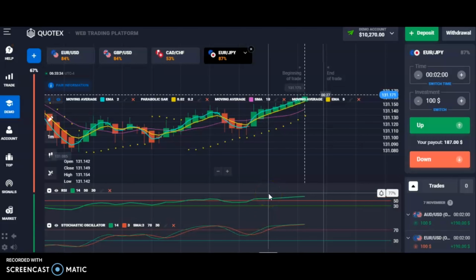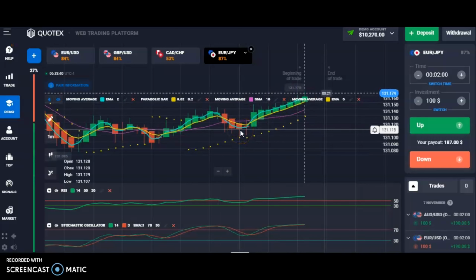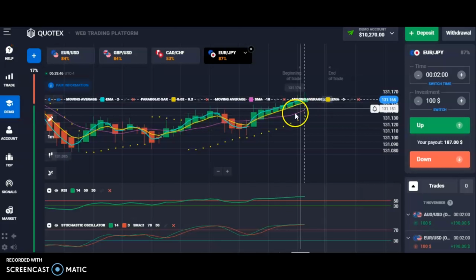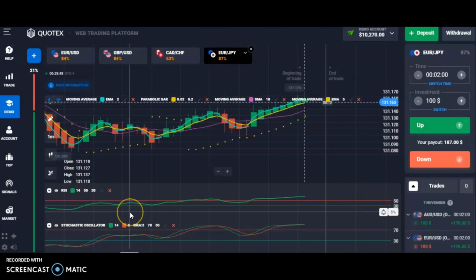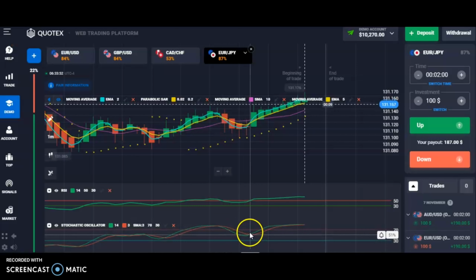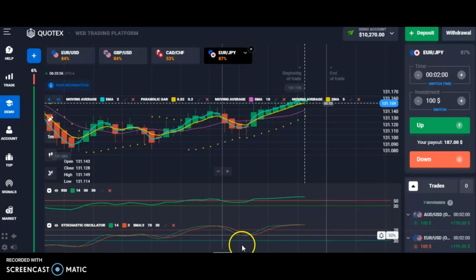You definitely want to make sure you're paying attention to the crossover. You're paying attention to that moving average, the pink line, and you want to make sure you're looking at RSI. And then you have the stochastic. So it might seem confusing, but it's really so easy.